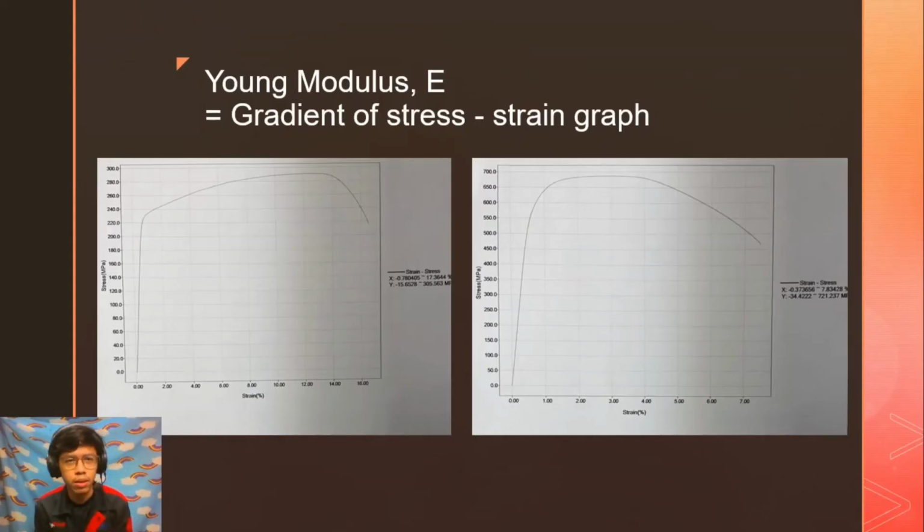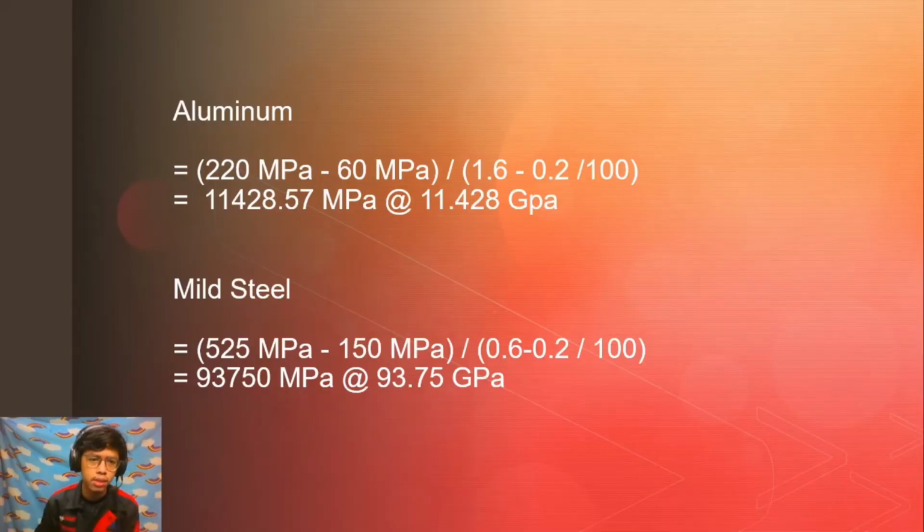Okay. For Young's modulus, we use the gradient of the stress-strain graph, and we get it from the graph. The left graph is for aluminium, and the right graph is mild steel. This is the result for Young's modulus. For aluminium, we get 11.428 gigapascal, and mild steel is 93.75 gigapascal. Okay, that's all. Thank you.